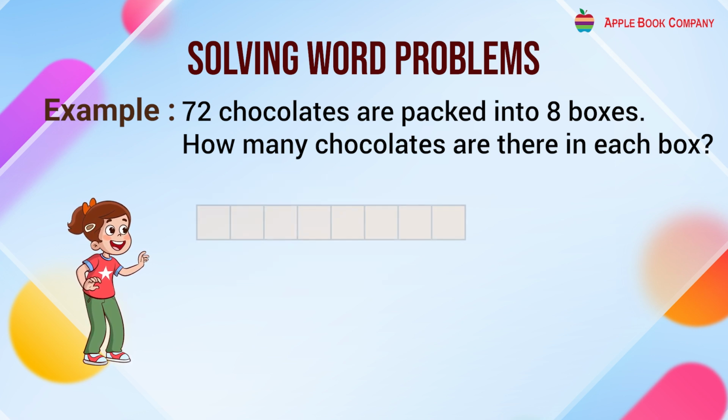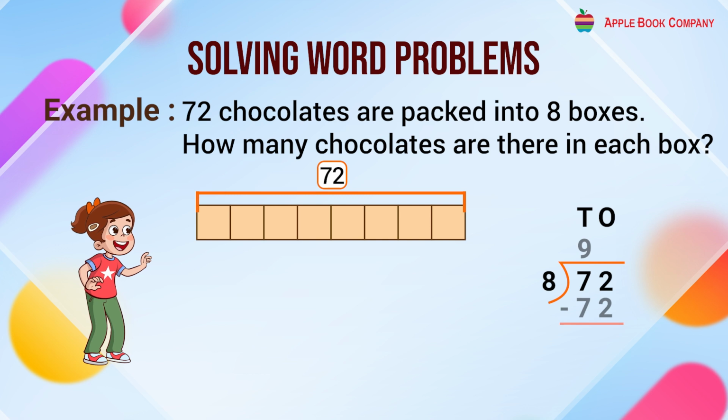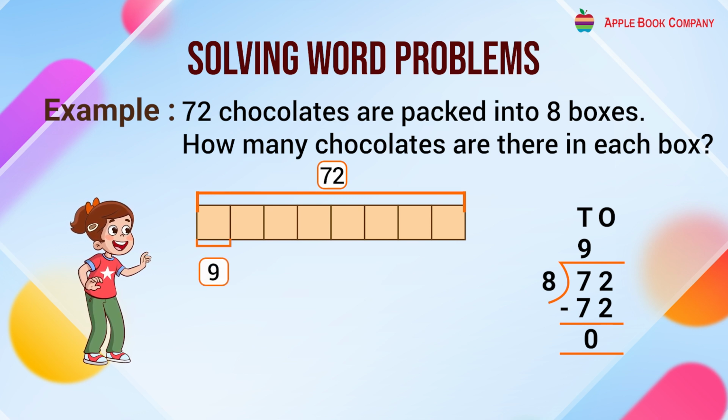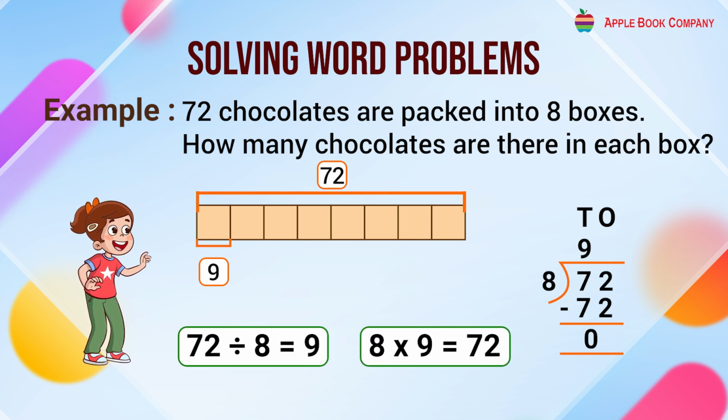So how do I solve the problem? There are 8 boxes here and 72 chocolates. So divide that by 8. It is 8 9s are 72. And I have 0 as the remainder. So every box has got 9 chocolates. So did you answer the question in the problem correctly? If 72 divided by 8 is equal to 9, then 8 multiplied by 9 should be equal to 72. So my answer is correct.